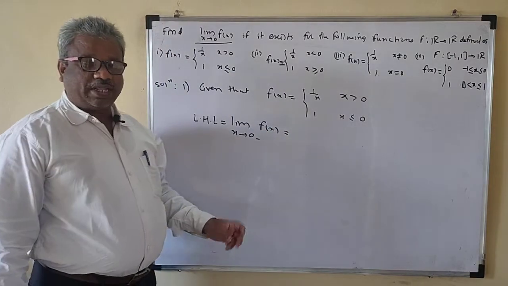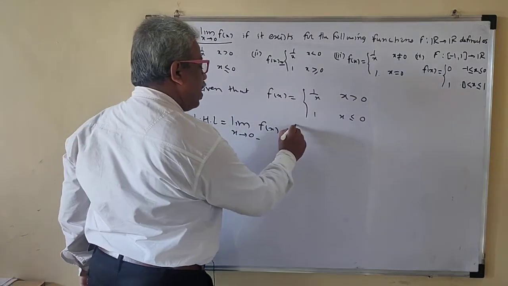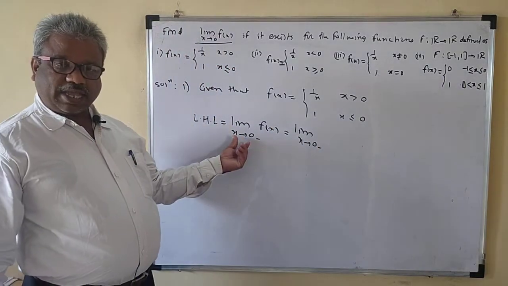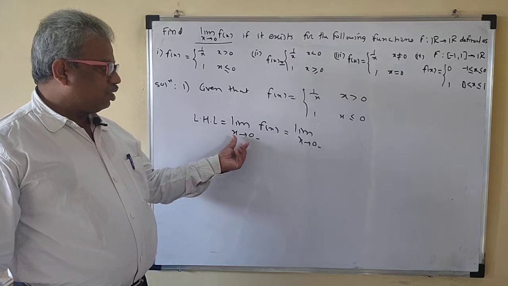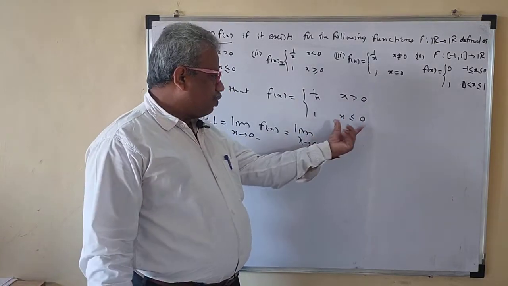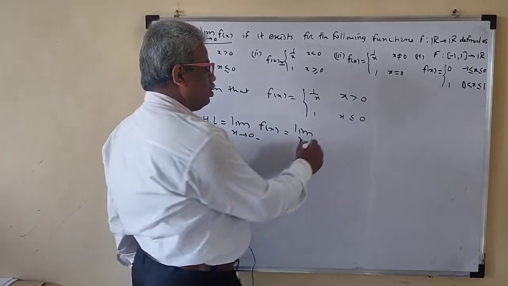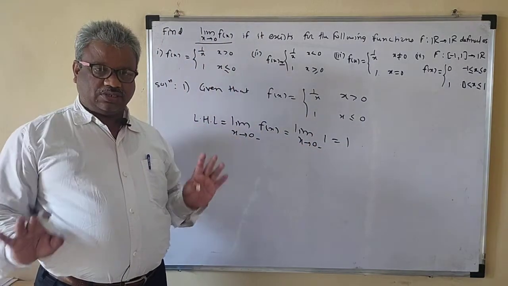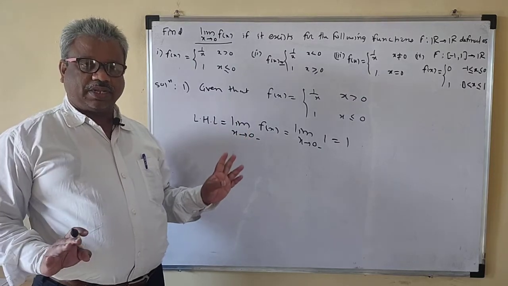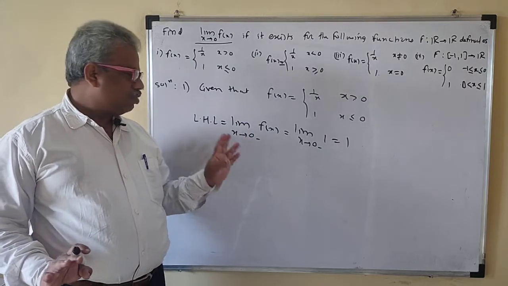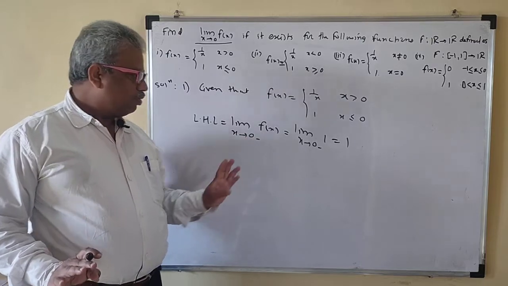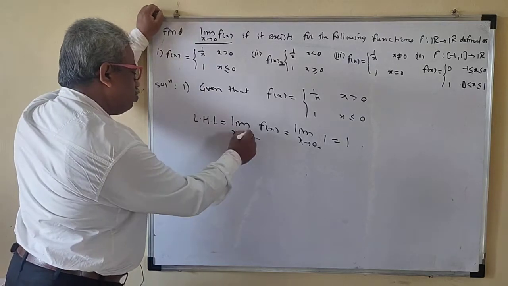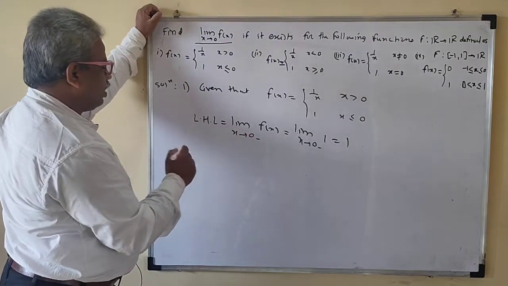x tends to 0 minus means x is less than 0. So what is the value of the function for x less than 0? It is 1. So the limit of a constant is the constant. Note that this 0 minus means it is 0. It is only the symbolic representation of whether x is less than 0 or greater than 0. This is not minus 0, and it is not a sign actually. It is only the symbol for the left hand limit and right hand limit.